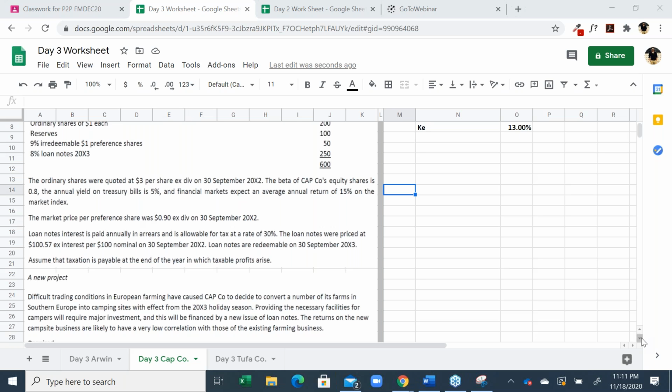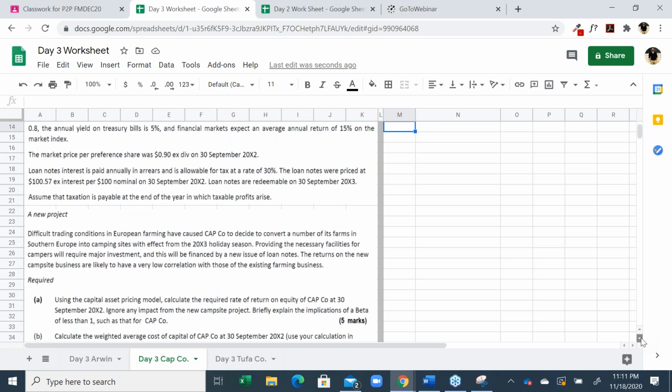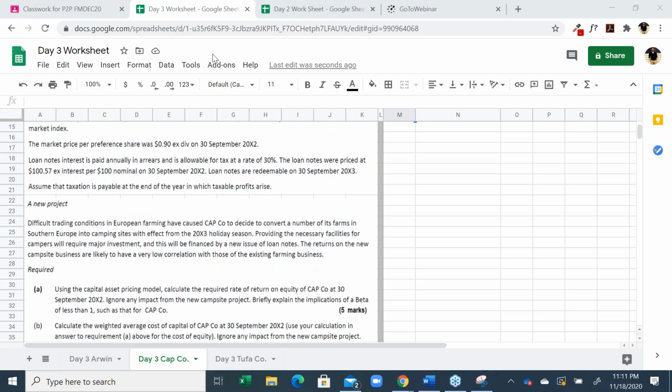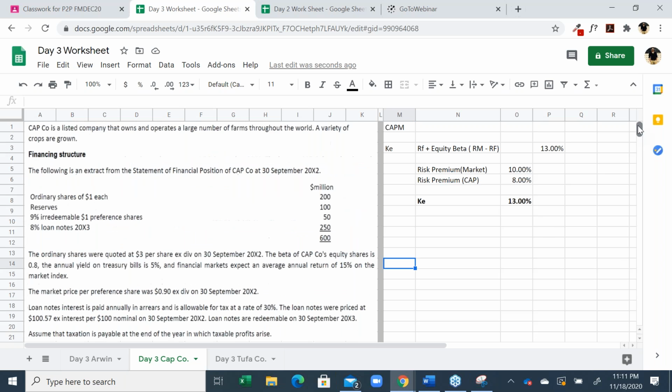Okay, what was part B? Part B says we need to calculate the weighted average cost of capital, right? So for calculating the weighted average cost of capital, we need to calculate cost of debt as well, because we have already calculated cost of equity. Now we need to calculate cost of debt. So for that, first of all, we need to identify which types of debts we have. How many types of debts do we have in the question?